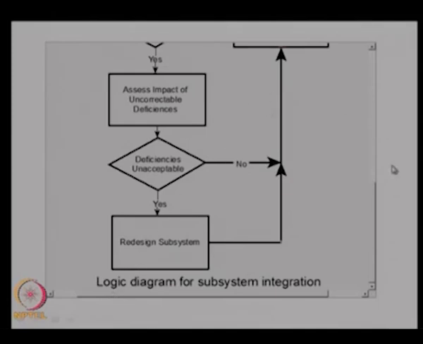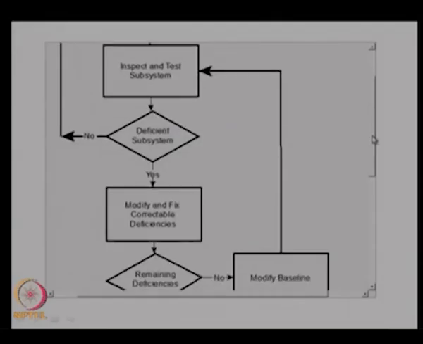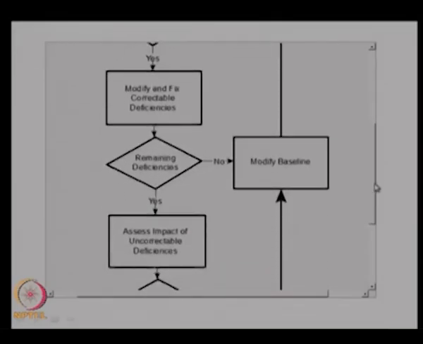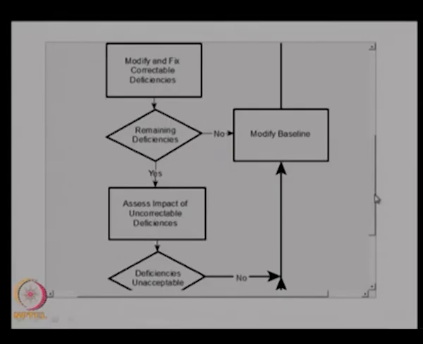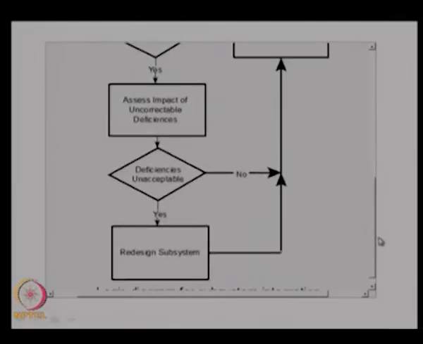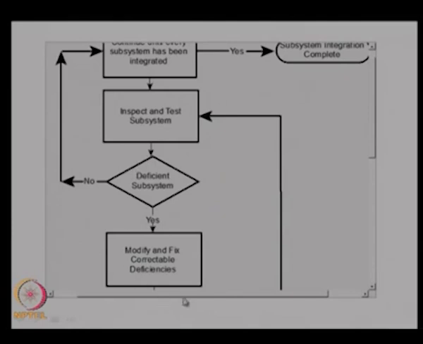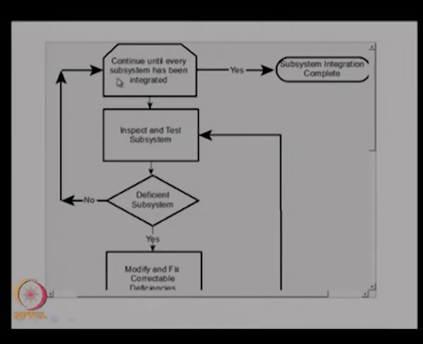Similar to the component level integration, we start with the subsystems and again test it and then see whether they are actually meeting the requirement or not. If they are not meeting the requirement, we either fix the design flaws. If they cannot be fixed, we will go for the assessment of the impact, and if the assessment of the impact is acceptable, then we take it. Otherwise, if it is not acceptable, then we go for the redesign of the subsystem and then again go for integration, inspection and test, and then check the system. This will be continued till all the subsystems have been integrated, and once it is completed, then the subsystem integration process is complete. So, this is the way how the subsystem integration is being done.